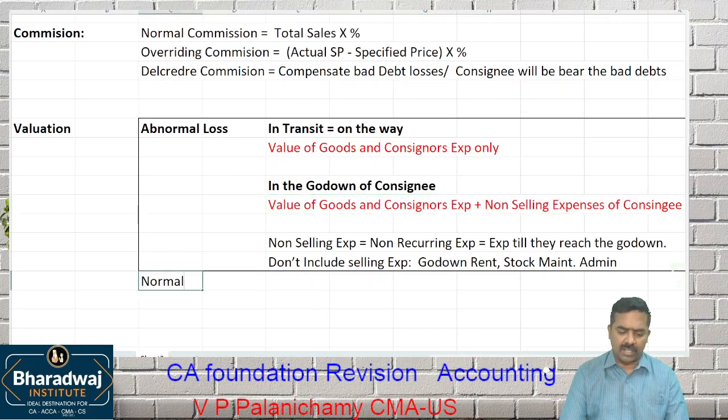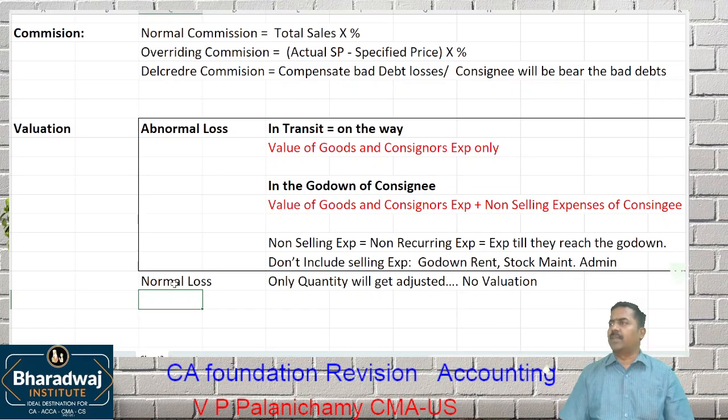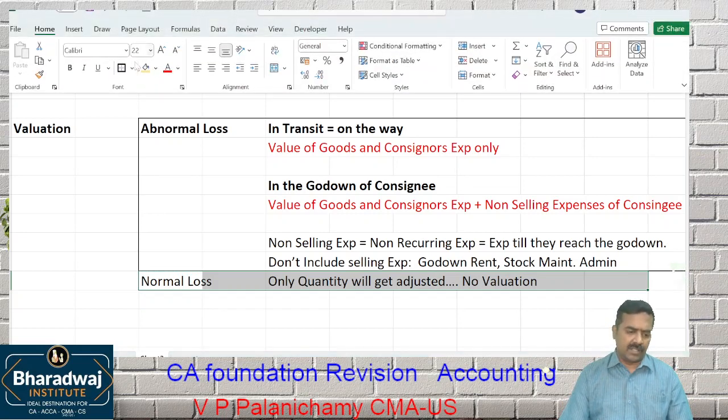Okay. What about normal loss, sir? Normal loss, only what will happen? Quantity will get adjusted. Only quantity will get adjusted. No valuation. Normal loss is avoidable or unavoidable? Unavoidable. So don't value normal loss. Don't value which one? Normal loss.